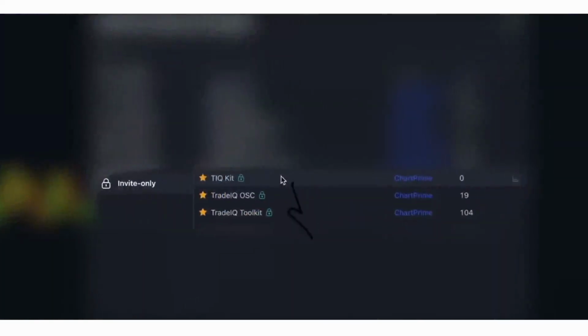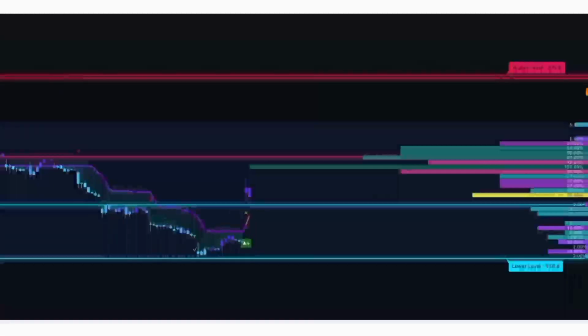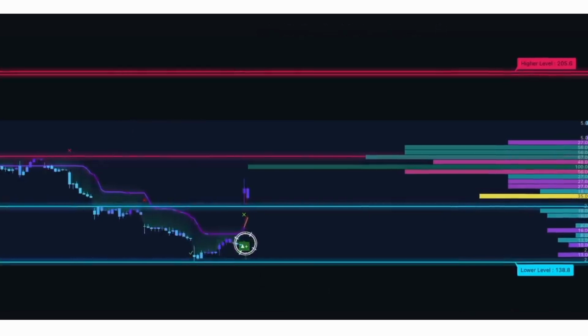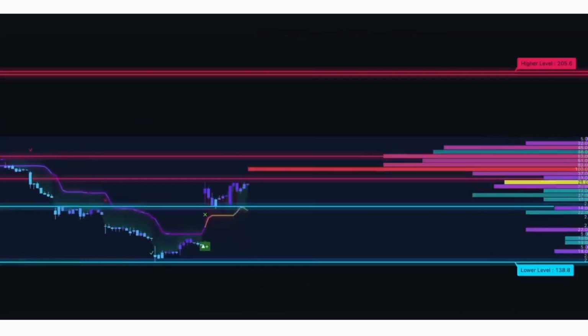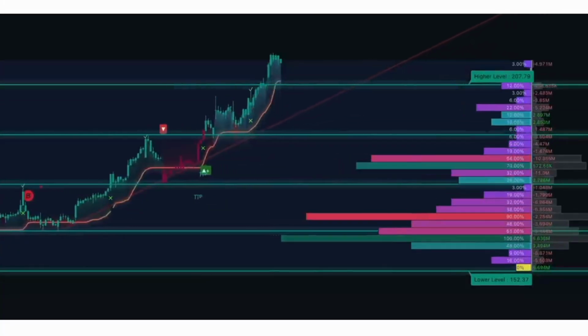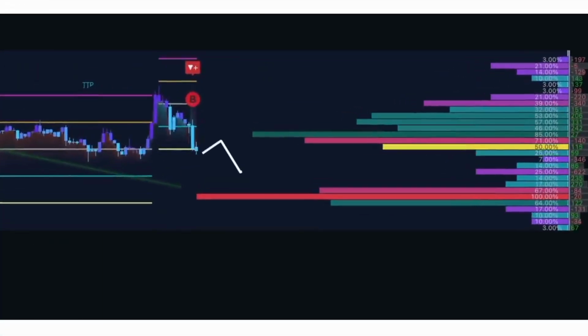It's called the Trade IQ Kit. This indicator has been recently updated. We believe every trader should have this tool in their arsenal to become consistently profitable. It includes brand new features like Trade IQ Tracer, Smart Volume Profile and Histogram, predictive ranges, and super accurate support and resistance levels. With this indicator, you can build any strategy that suits your needs. It works in all time frames and markets.